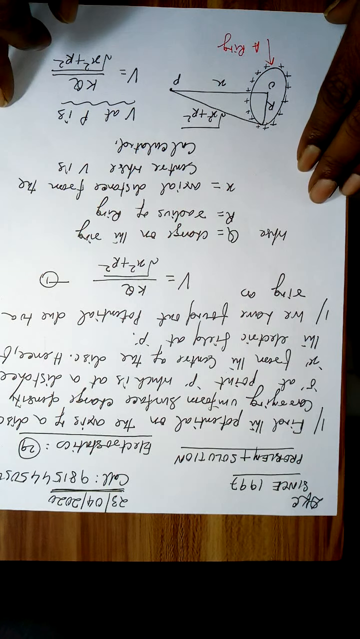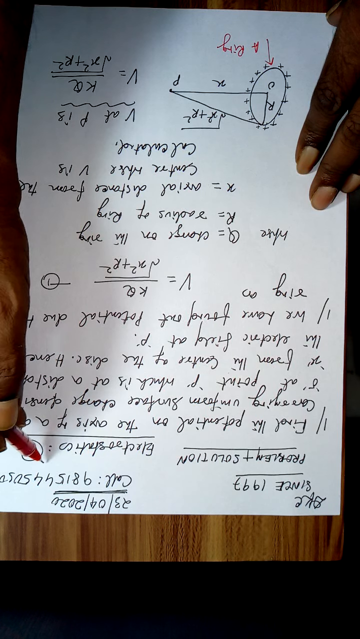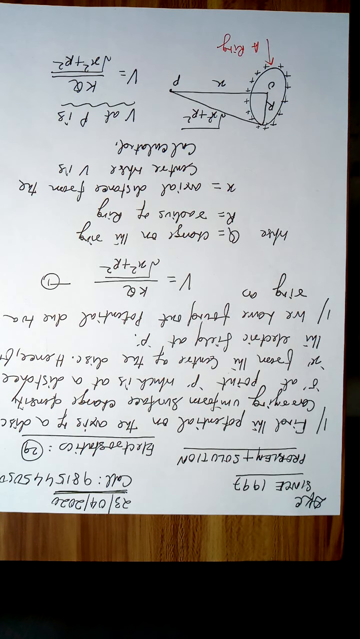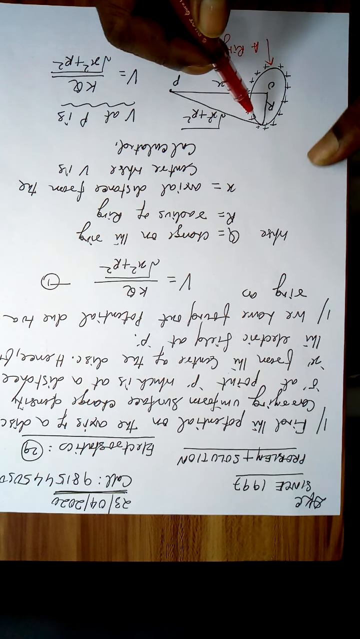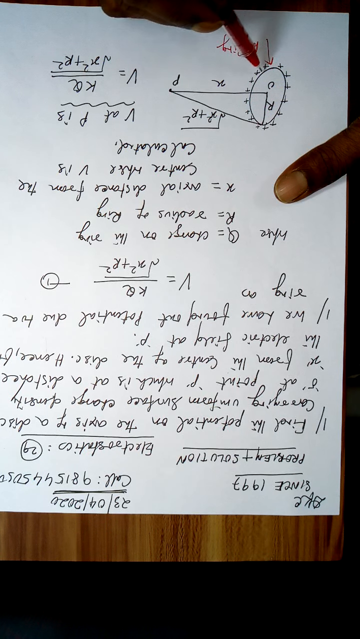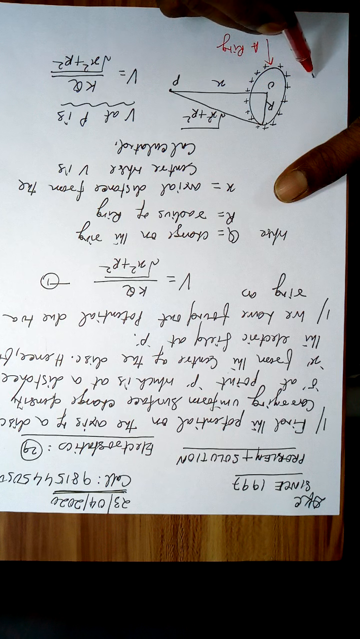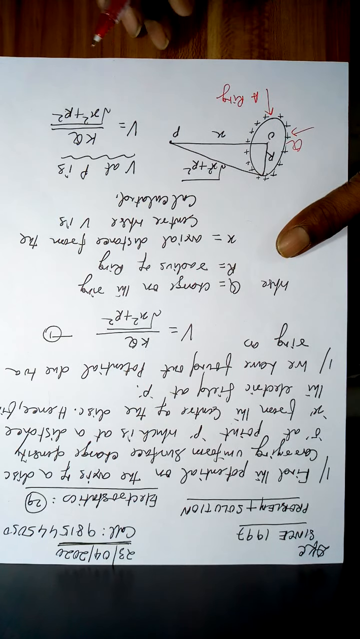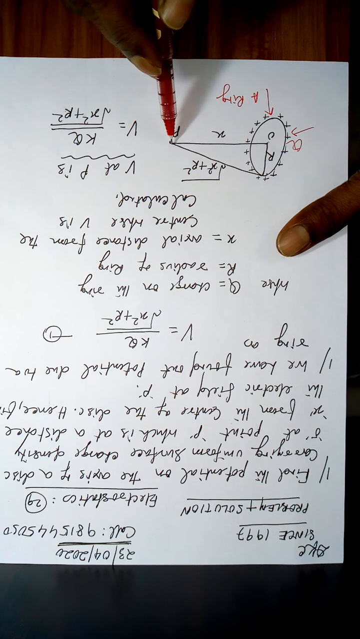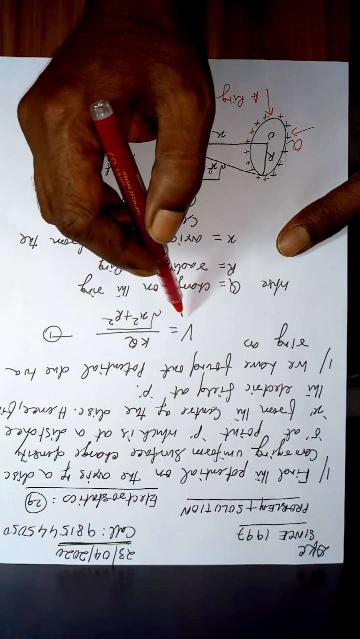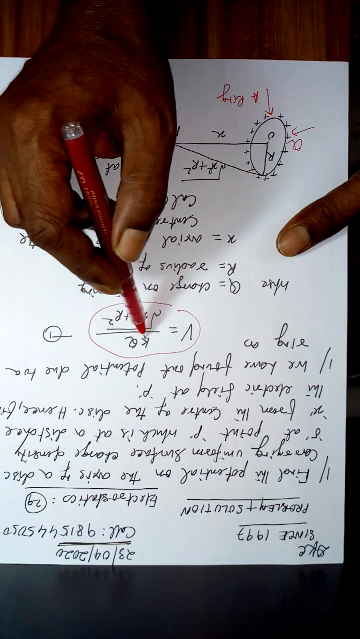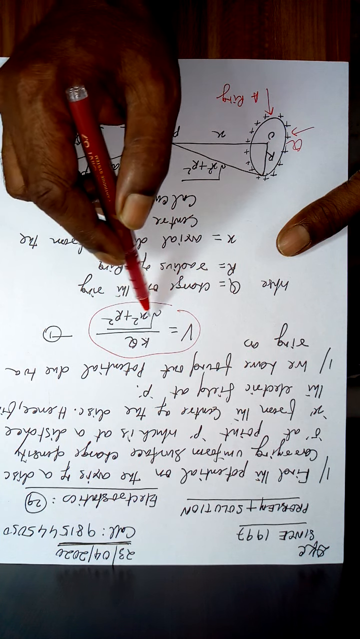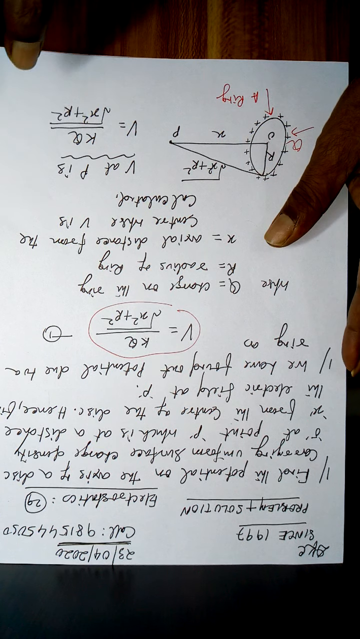In electrostatics lesson 28, the previous one, we derived the expression for electric potential due to a uniformly charged ring. In the previous one, a ring was uniformly charged. Total charge on it was Q, radius R, and at a distance x on the axis. Here we derived the electric potential V as kQ over the square root of x square plus r square. This is what we derived in the previous lecture.